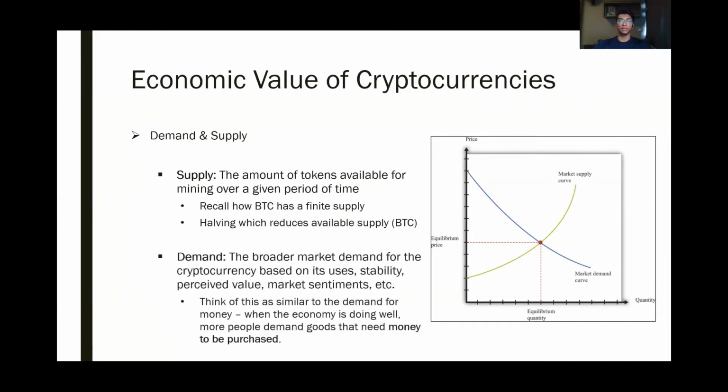The other half of the equation is demand in the market for the cryptocurrency, which is based on its uses, stability, perceived value, and market sentiments. One key example of this would be Bitcoin's rise in price after Tesla announced it would accept Bitcoin payments earlier this year, where there was a surge in demand for the cryptocurrency because it now has more uses.